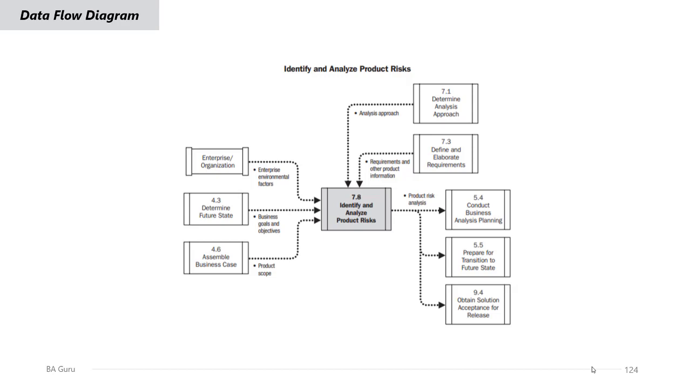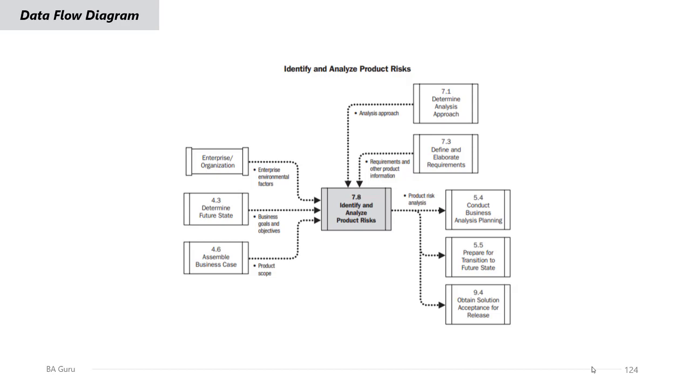enterprise environmental factors, the business goals and objectives coming from the determine future state process, the product scope, which comes from the assemble business case process, the analysis approach from the determine analysis approach, and the requirements and product information coming from the define and elaborate the product requirements. And the key output will be the product risk analysis that will be used as an input for 3 processes: conduct business analysis planning, prepare for transition to future state, and obtain solution acceptance for release.